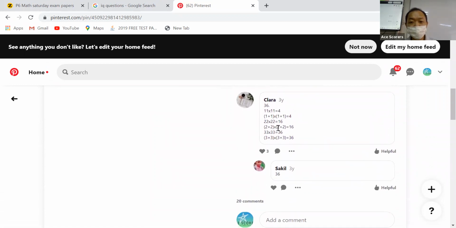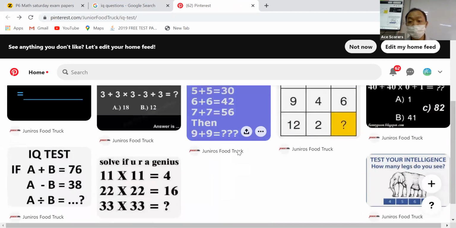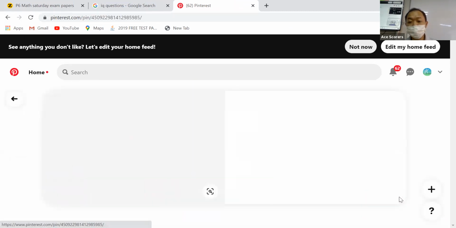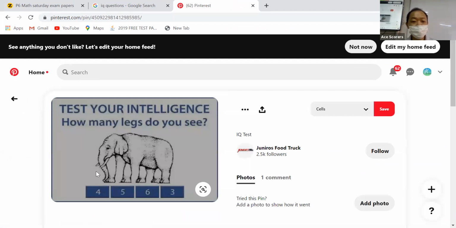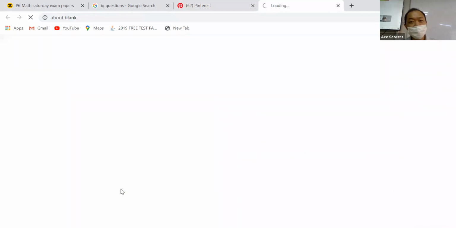Wait, 1 equals 4. 1 plus 1 times 1 plus 1. That doesn't make sense. So you see this weird stuff, right? This one is so fun. How many legs do you see? 1, 2, 3, 4, 5, 6, 7, 8, 9, 10. I see 9. I see 5. And why do I see 9?